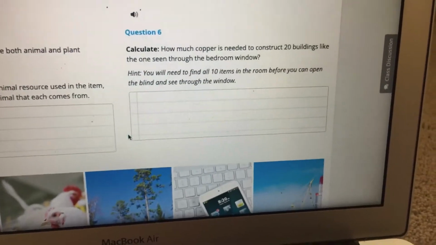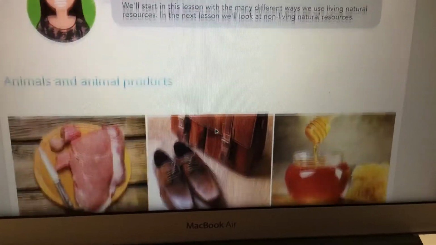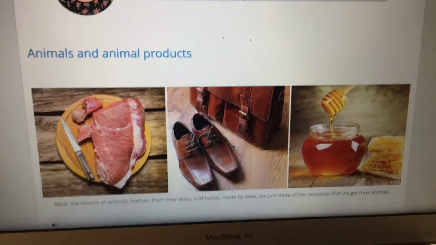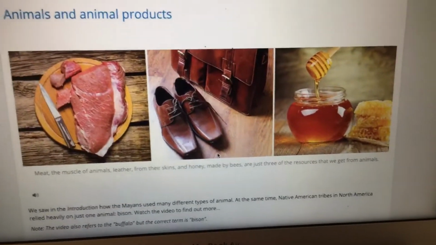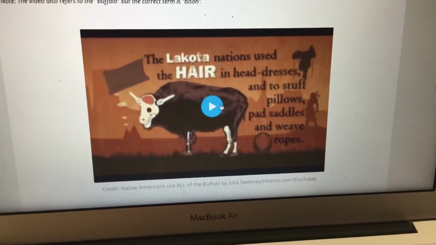Question 6, there's another word answer that you'll need to write in there. Bit of reading for you to do. Then we want to look at animal products. There are some pictures there of animal products, and then there's a video for you to watch, so you need to click on that.